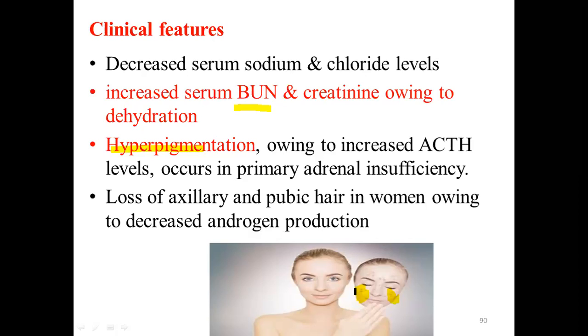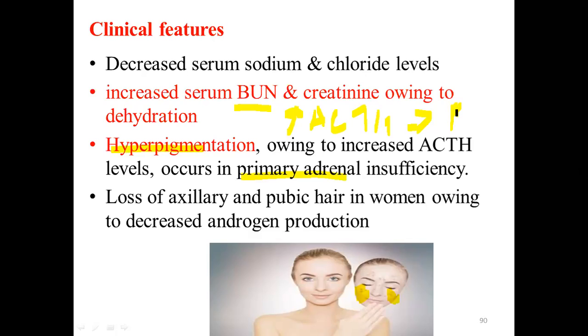Okay, so in this case, what really causes hyperpigmentation is a high level of ACTH. Remember, ACTH can increase the level of melanin production by activating melanocyte stimulating hormone from the anterior pituitary. So when a patient has primary adrenal insufficiency, when there is a problem in the gland itself, the anterior pituitary will produce more ACTH as a compensatory response. This increase of ACTH can increase the level of melanin production. That is why hyperpigmentation of the skin is a common finding in case of primary adrenal insufficiency.